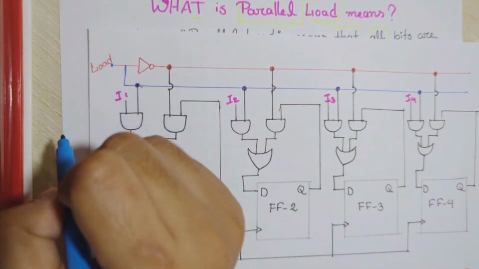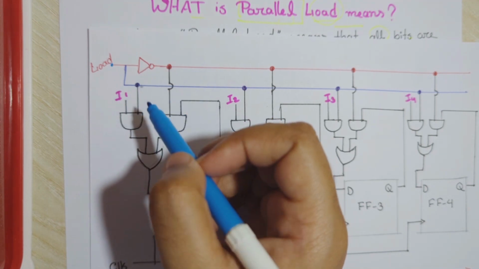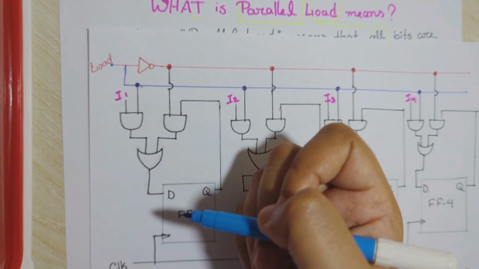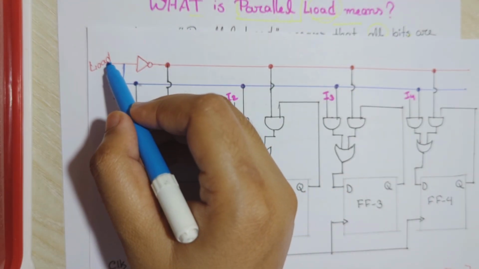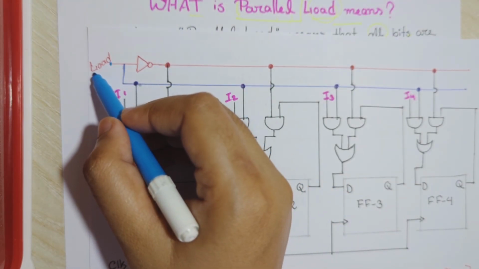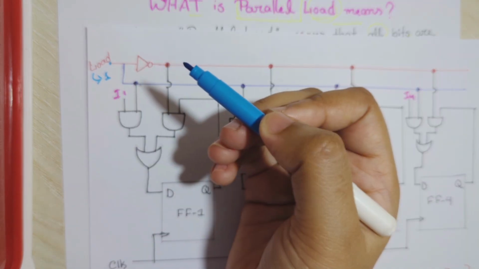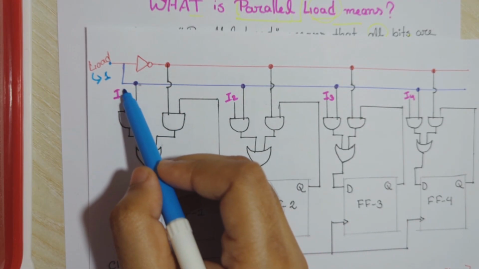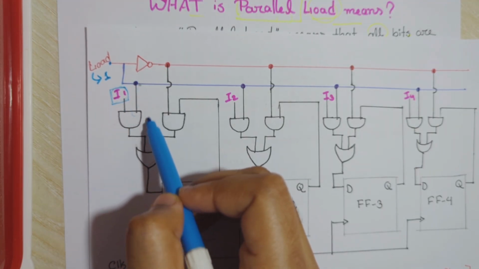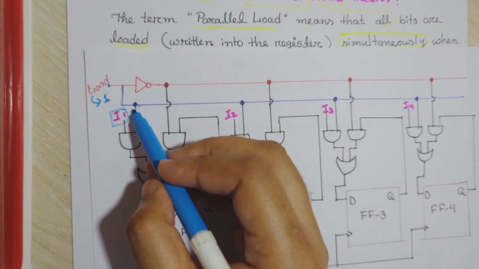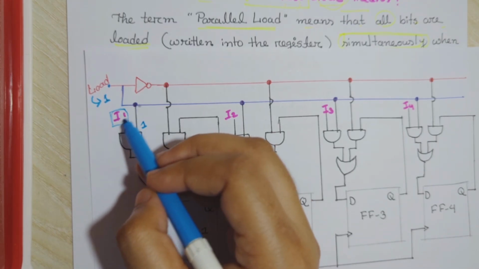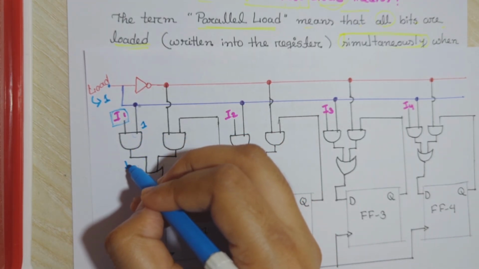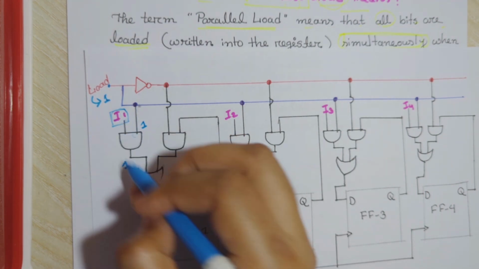Suppose this is load which is connected to the circuit, and here we have used 2 AND gates and 1 OR gate for 1 flip-flop. Let's see how it works. Suppose this is at the time of load equals 1, means load is high. Then one input will be 1 and I1 is our first input. As this input is 1 and this is our first input, we will get the output of this AND operation as I1.